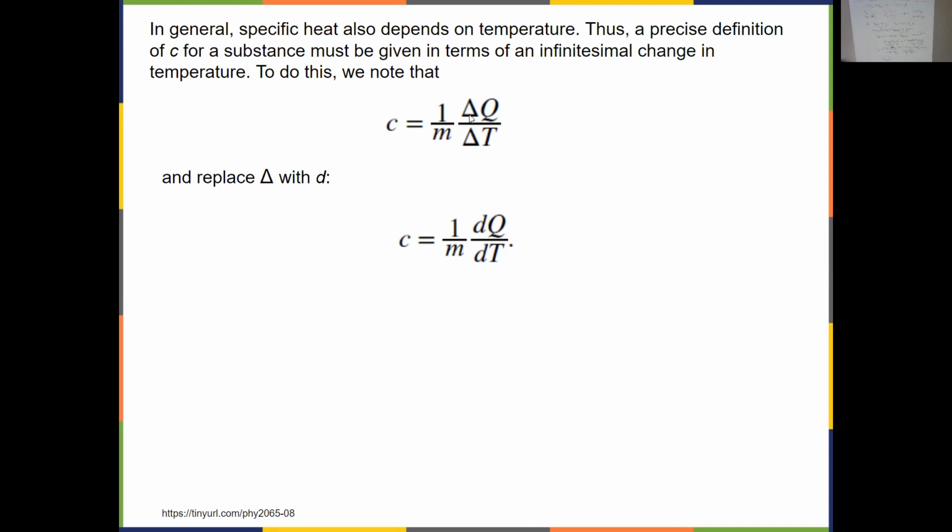So we are replacing the delta with the derivative sign d, okay? Then that gives you the temperature dependence of the heat capacity. It should be 1 over m dQ over dT, all right? The temperature derivative of the Q.